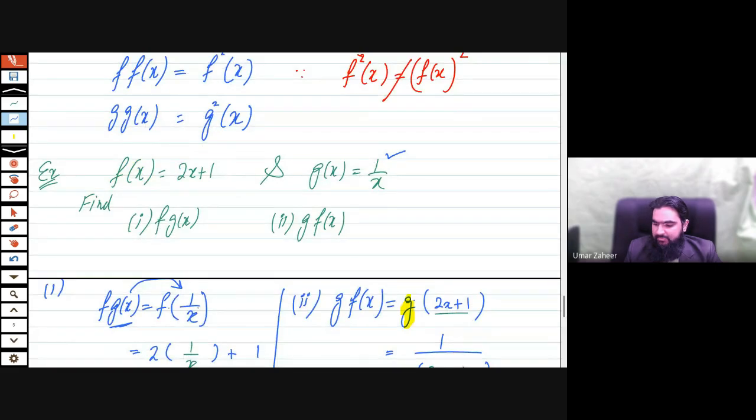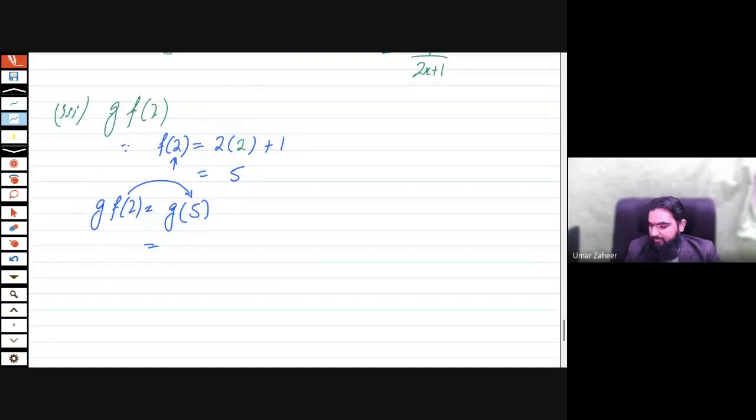g of x is equal to 1 by x. So 1 divided by x, and in place of x, we have to substitute 5. So the final answer of g composed with f of 2 is 1 by 5. Do you have any question up to here?